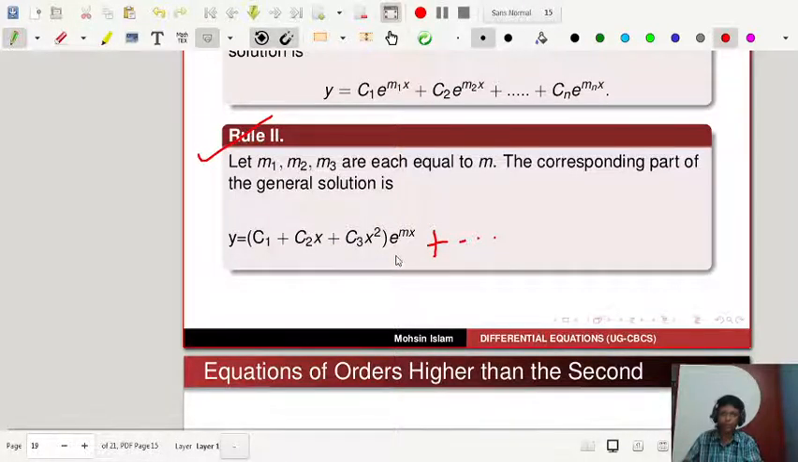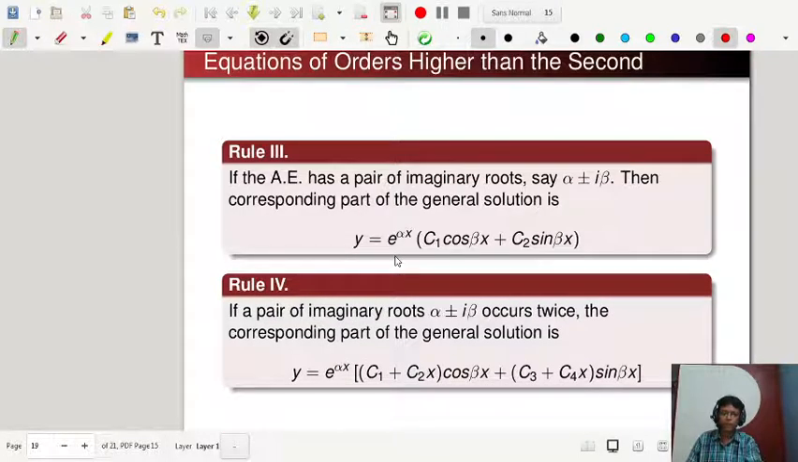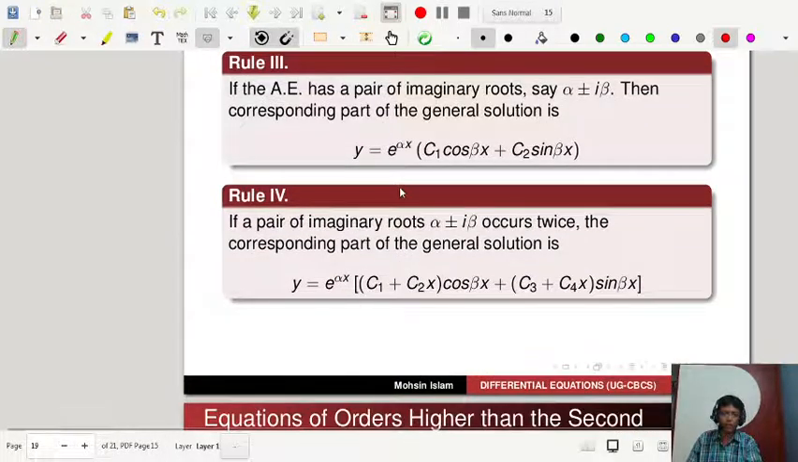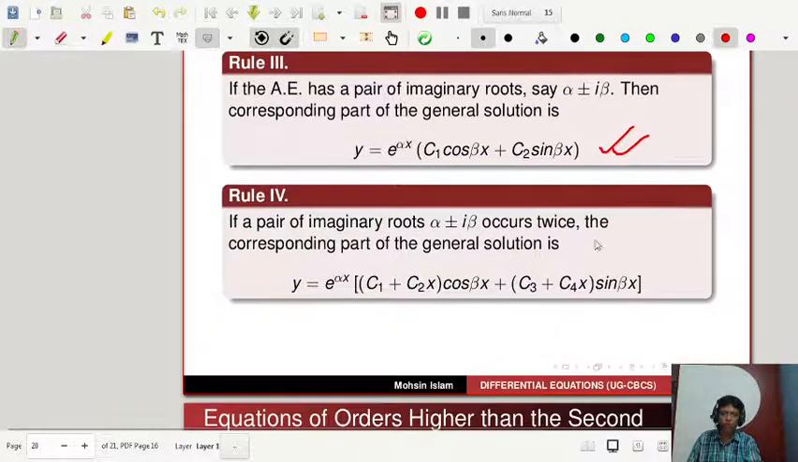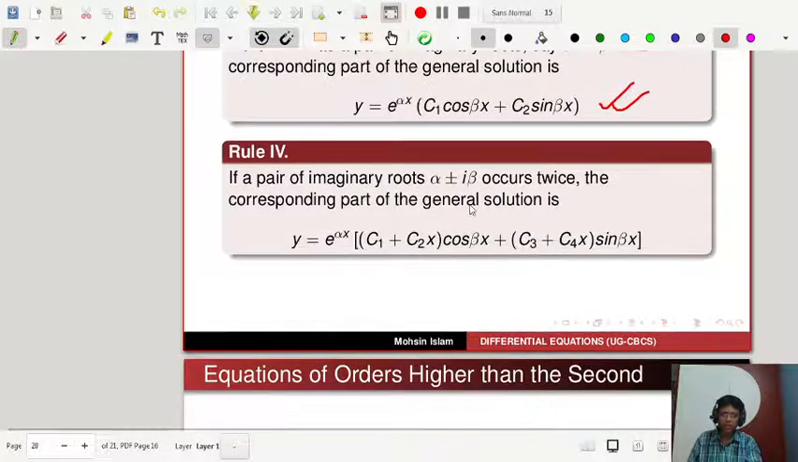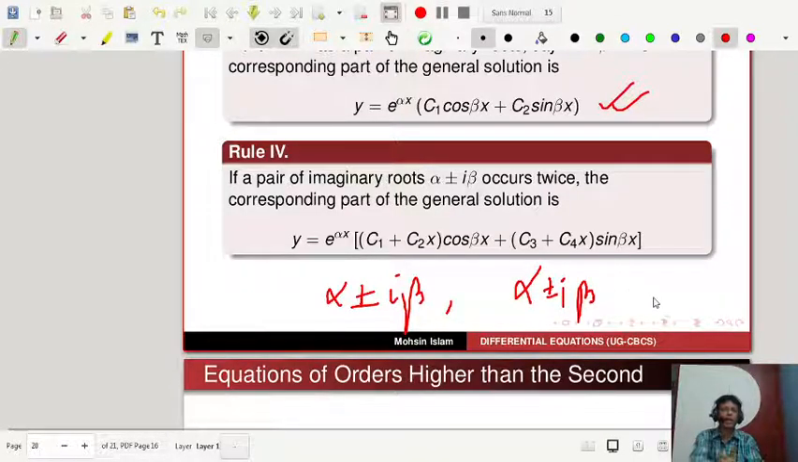And if you have a pair of imaginary roots, then your corresponding part of the general solution will be this, which you already know. But suppose a pair of imaginary roots occurs twice. That means two pairs of imaginary roots: alpha plus minus i beta, and again alpha plus minus i beta, 4 roots. And the other roots may be real, maybe m1, m2, etc.